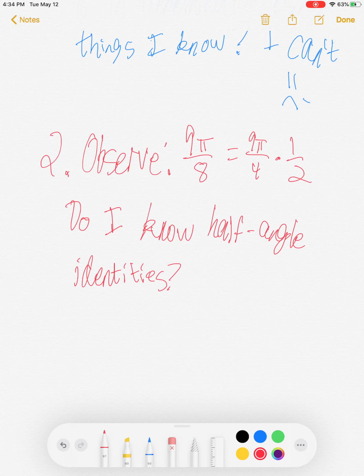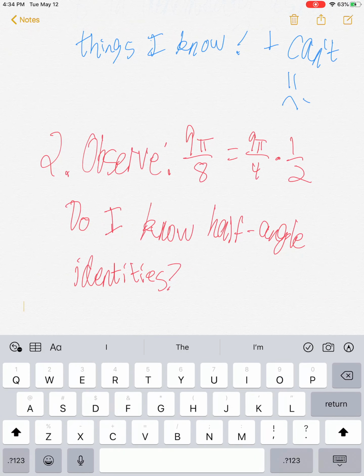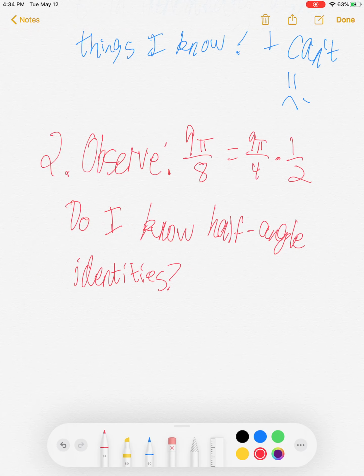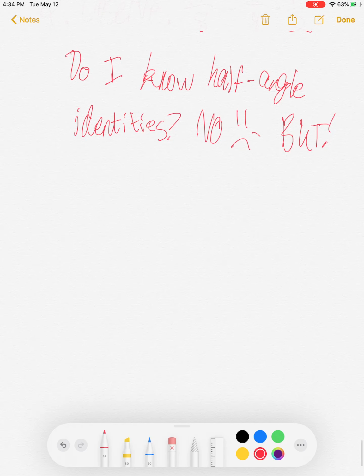Do I know anything about, if I know cosine theta, can I use that to find cosine theta over 2? Because if I could find some formula in terms of cosine 9 pi over 4, I could work with that. Sadly, I don't know any of those off the top of my head. However, there is one formula that stuck out to me.